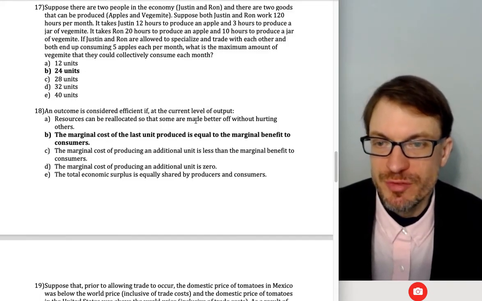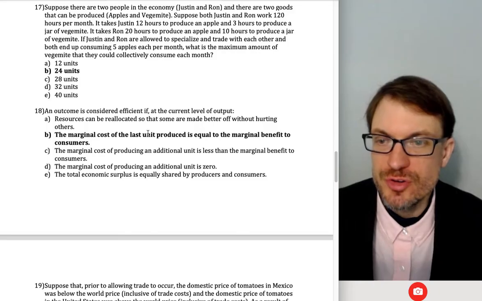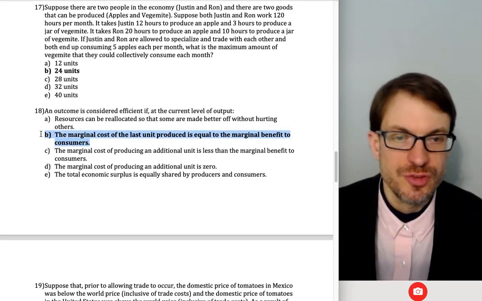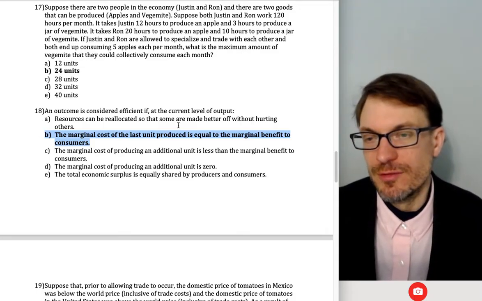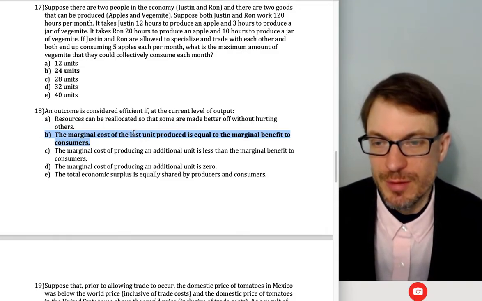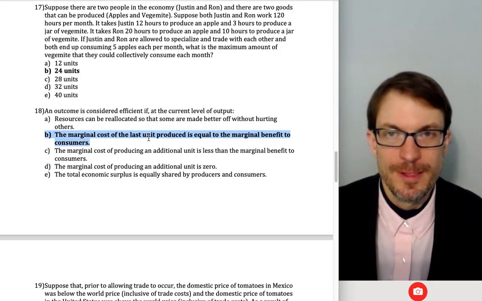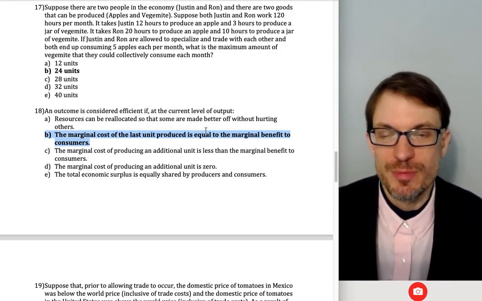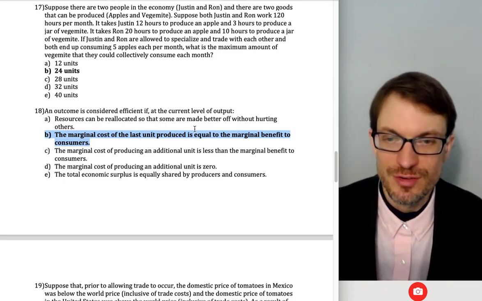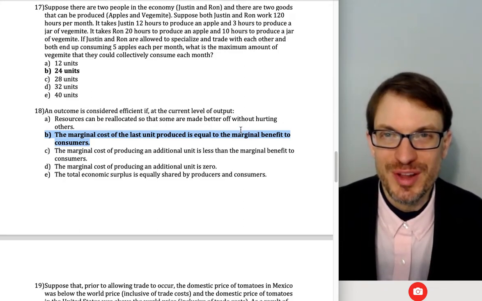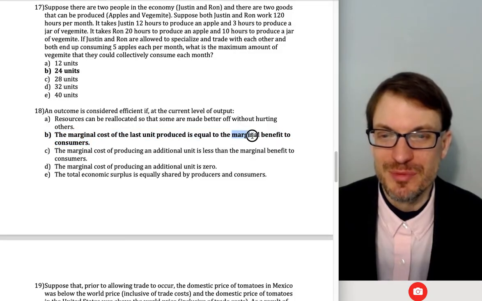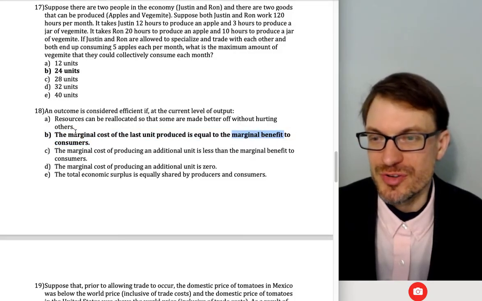Okay, an outcome is efficient if at the current level of output, the marginal cost of the last unit produced is equal to the marginal benefit to consumers. That's just the definition of efficiency, right? So our competitive equilibrium occurs where demand crosses supply. The theory of demand is the theory of marginal benefit. The theory of supply is the theory of marginal cost. So if quantity demanded equals quantity supplied, that's happening where marginal benefit is equal to marginal cost.